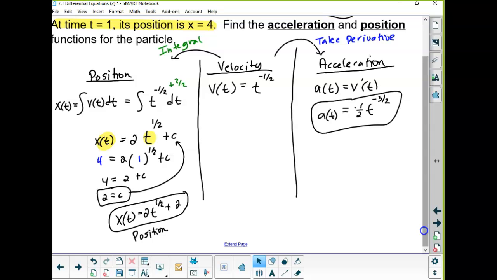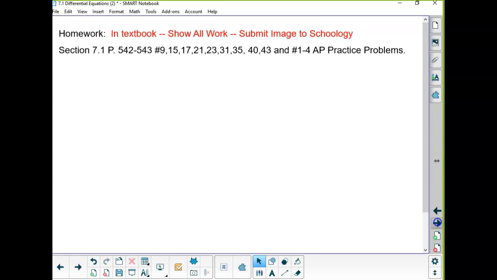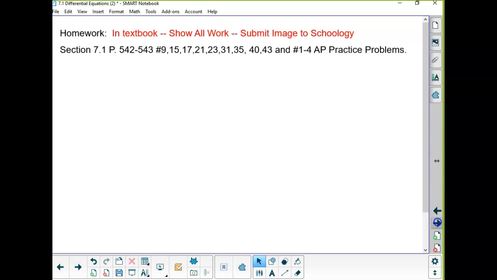Okay, so most of what we're doing today is going to be going from a velocity to a position, but it might not be context-based. It might just be, here's a differential equation, go ahead and solve it. So what we have as homework tonight is in our textbook, and I do want to show you this just to make sure that it's up there.